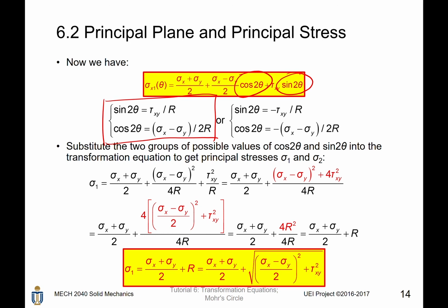First, we substitute the first system into the transformation equation. Then the first principal stress is given by 1/2 of sigma x plus sigma y, plus sigma x minus sigma y divided by 2 times cosine 2 theta, which is sigma x minus sigma y divided by 2R. Then the whole term becomes this thing. Okay, it is not the end. Next, we substitute sine 2 theta into the equation, which is tau xy divided by R, and then you multiply with the tau xy located here. Then this term will become tau xy squared divided by R.